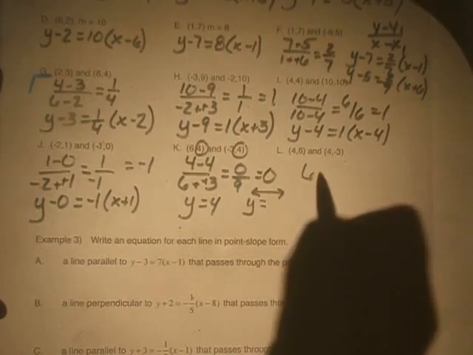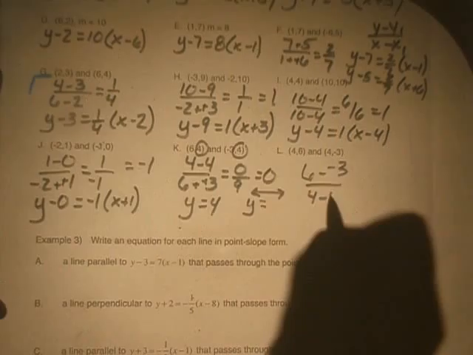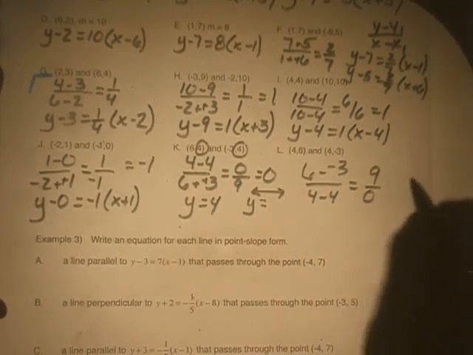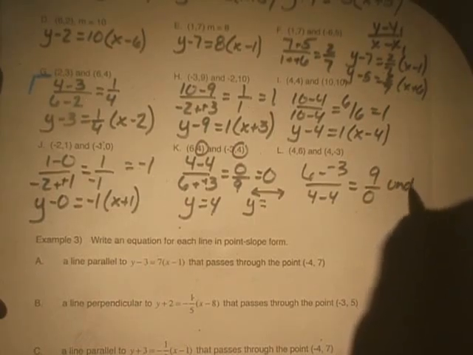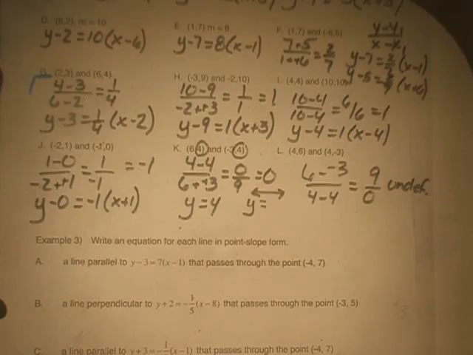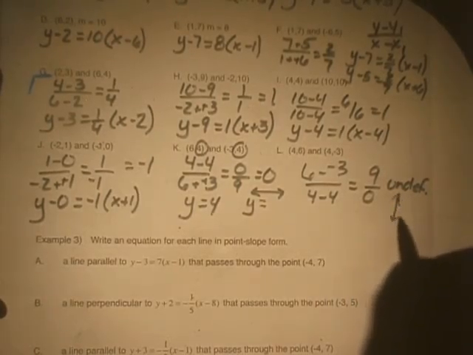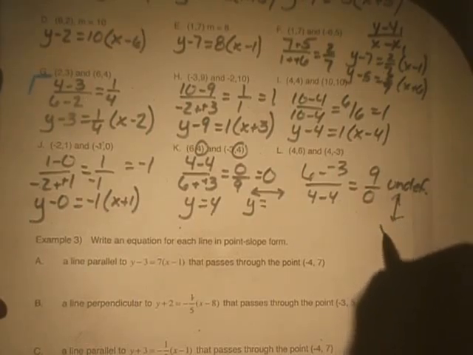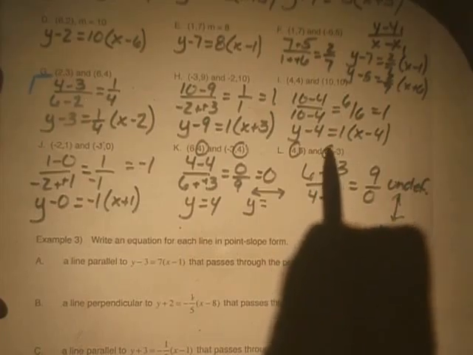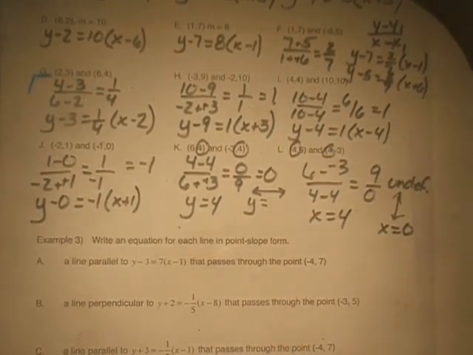Letter L, 6 subtract a negative 3, 4 minus 4 is 9 over 0. That is undefined. And an undefined line is straight up and down, vertical, and that has a form x equals, and this line will be x equals 4.